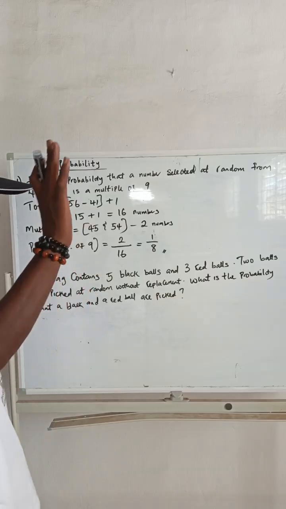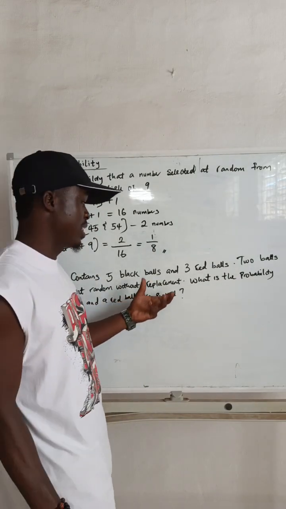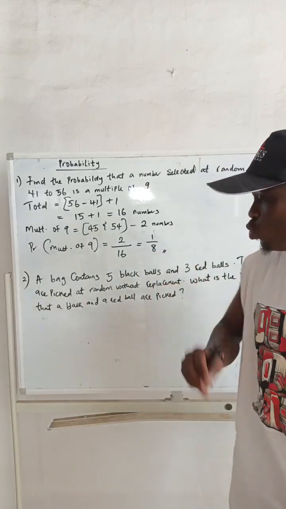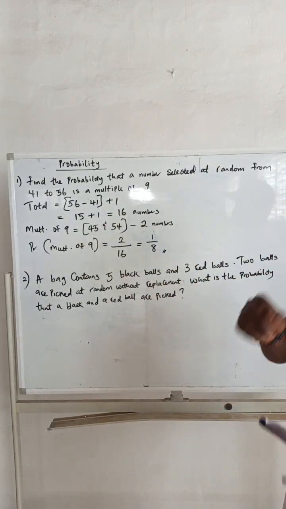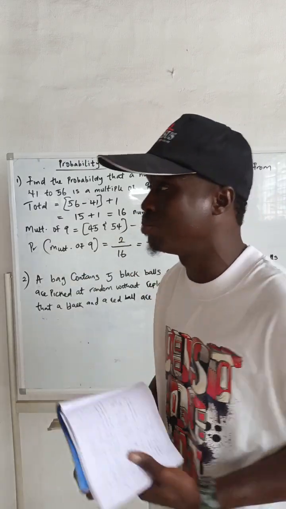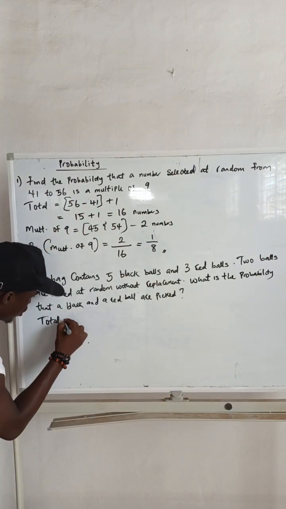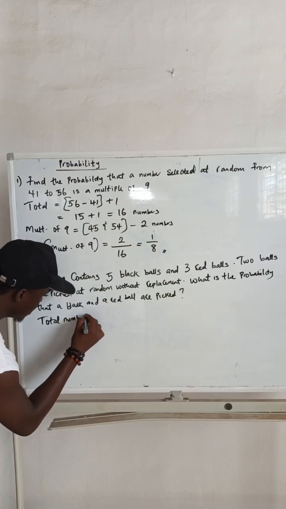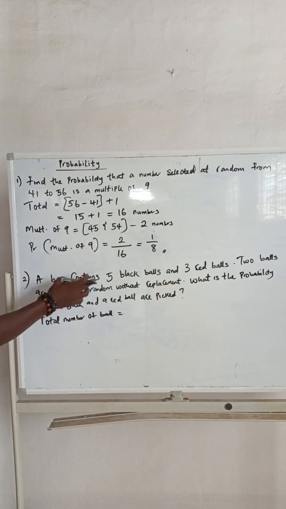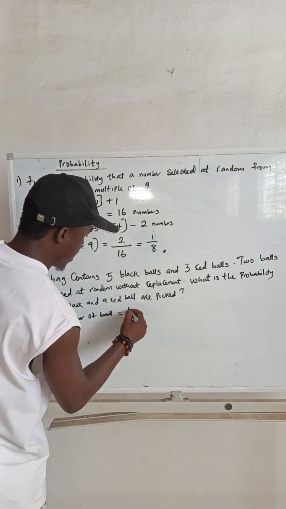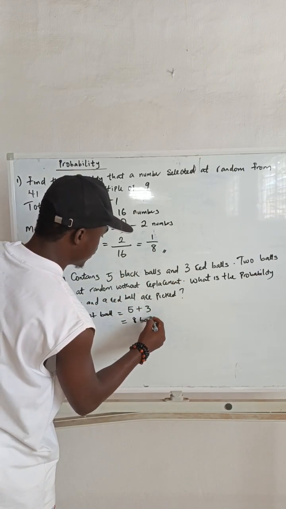A bag contains 5 black balls and 3 red balls. 2 balls are picked at random without replacement. What is the probability that a black and a red ball are picked? The first thing we need to do is to know our total number of balls. The total number of balls that we have is 5 plus 3, which gives us 8 balls.